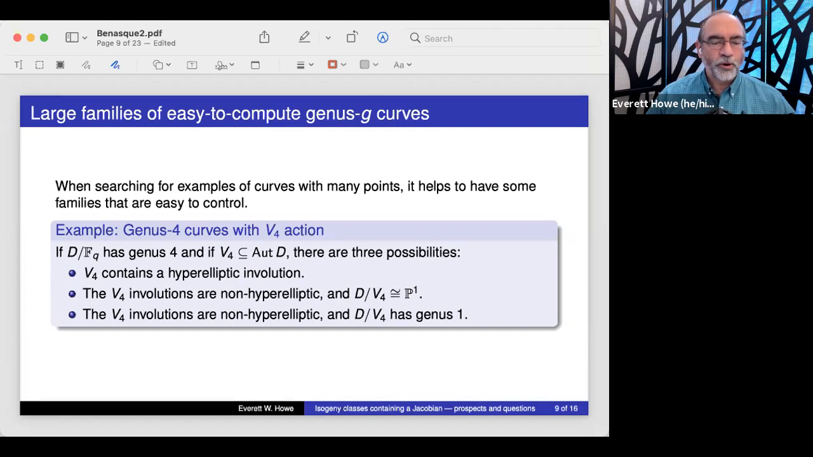I think people are busy working on solving the problem for genus 4 curves, so that is good.